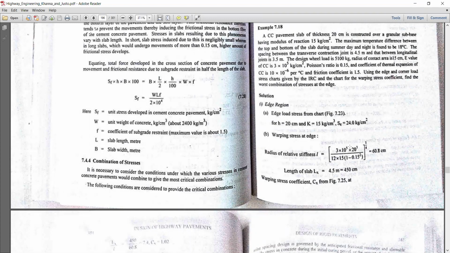E is 3 into 10 raised to 5, into H value 20, upon 12 into K value 15 and mu value 0.15. You will get 60.8 centimeter.